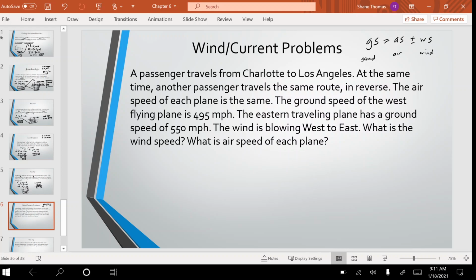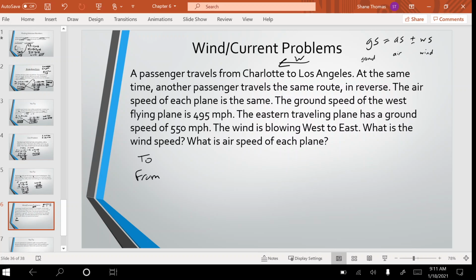So looking at this problem, he flies from Charlotte to Los Angeles. That's the case. He's flying west. At the same time, another passenger travels the same route in reverse. The airspeed of the plane is the same. The wind is blowing west to east. So usually on this one, you're going to have two equations, a to and a from. This problem, we're talking about two different people flying, but a lot of times they will say this guy goes 3 miles downstream and then 3 miles back upstream. So we'll go to and from.